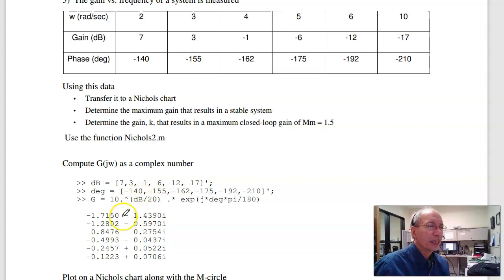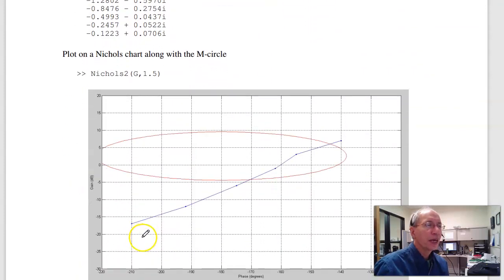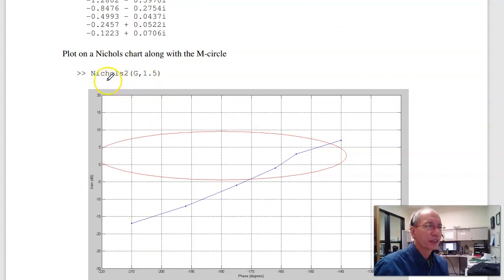I pass it the gain versus frequency, G of j omega. So I'm going to convert this to gain, that'd be 10 to the dB over 20. That's the gain. And the phase shift is e to the minus j times theta, where theta is in radians, or degrees converted to radians. Do that, I get a bunch of complex numbers. Now plot that on a Nichols chart, function Nichols 2, where we've got gain, and there's my M circle, 1.5, and here's what you get.